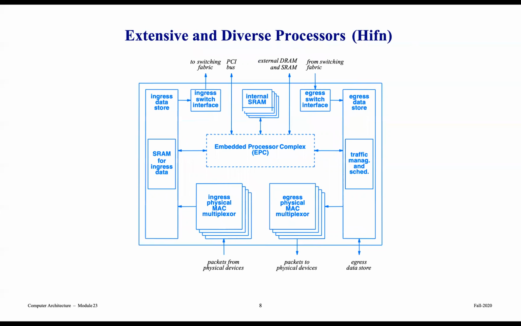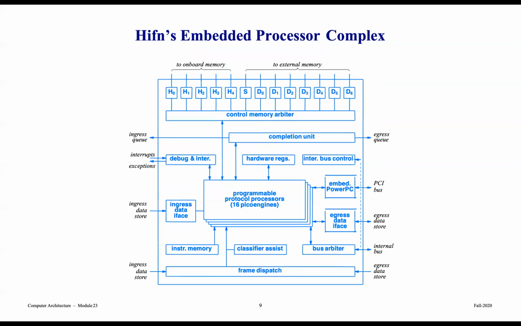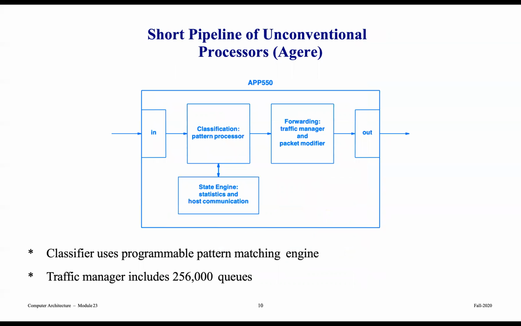Here are extensive and diverse processors. I will just flash this up. I'm not going to really focus on this here, but here is yet another example. Here is another example of an embedded processor that is fairly complex. And for a short pipeline of unconventional processors, here's what that could look like.